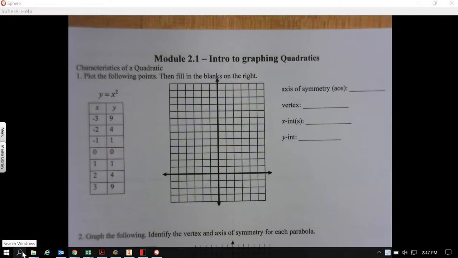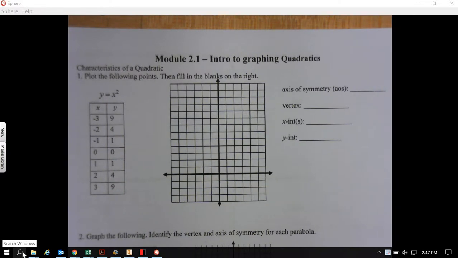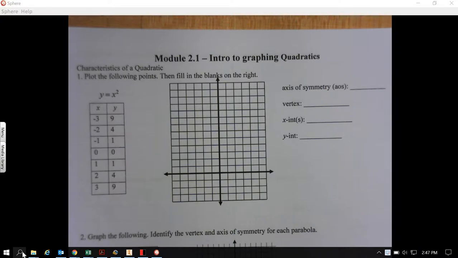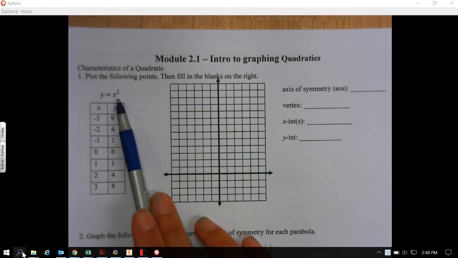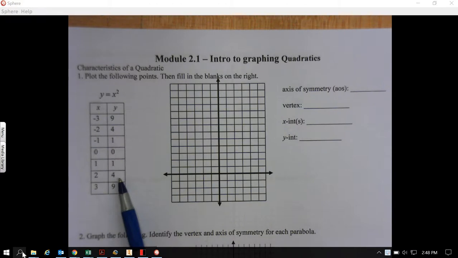Today we're going to talk about an intro to graphing quadratics. In our first example, we are going to plot the following points, and then we're going to fill in the blanks to the right. So I'm graphing y equals x squared, and I have my table of values, which says -3, -2, -1, 0, 1, 2, and 3. We are squaring each of those values to get the column on the right here.